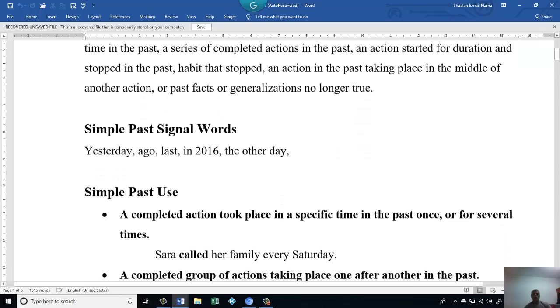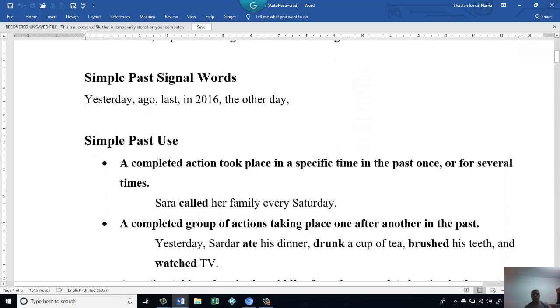In order to make a sentence in simple past, there are some time phrases. You could say adverbs of time. You could use them in order to make our sentences in the past. For example, yesterday, ago, last, in 2016, or any year you could use. For now, the other day.